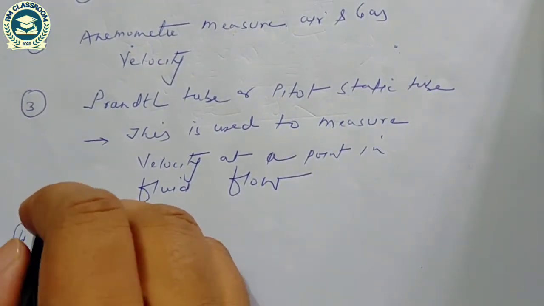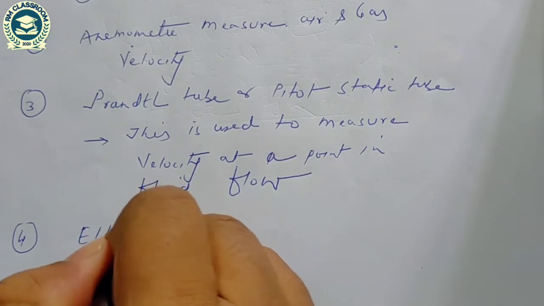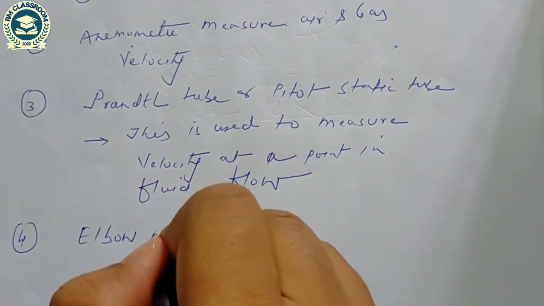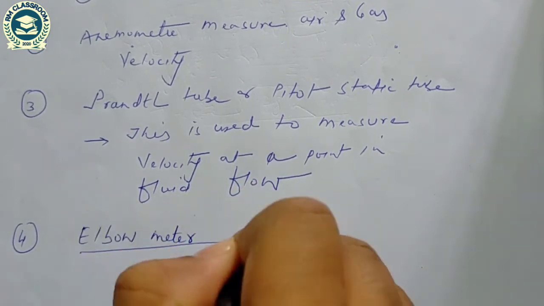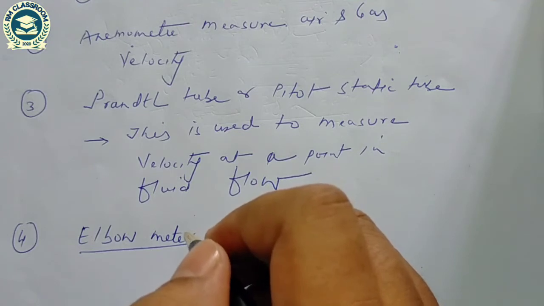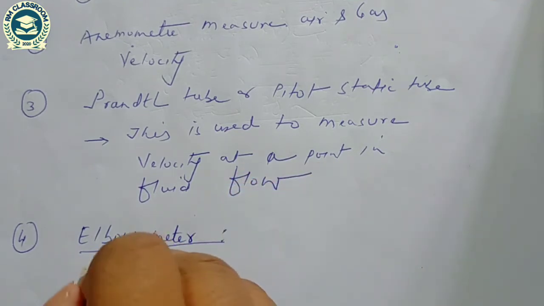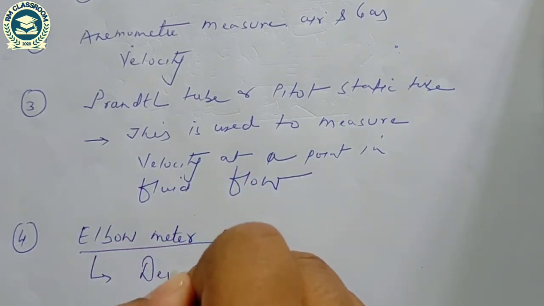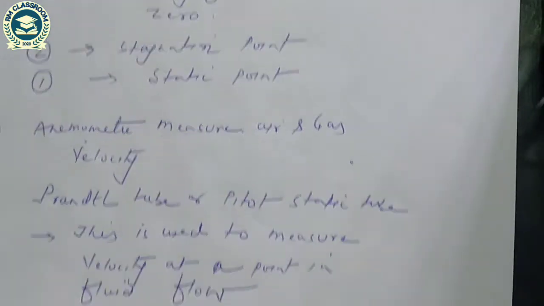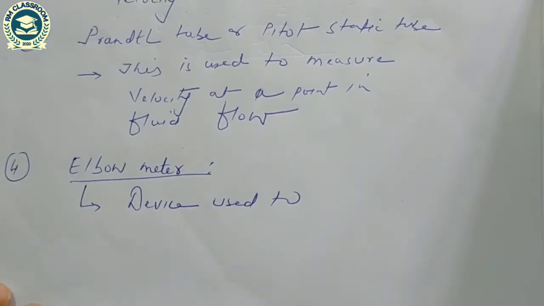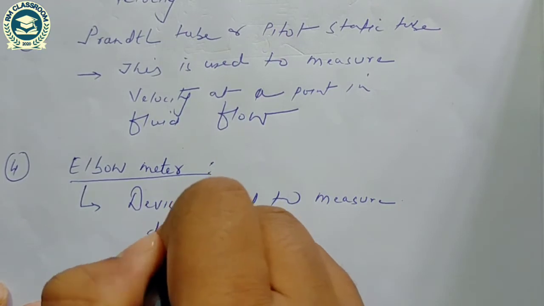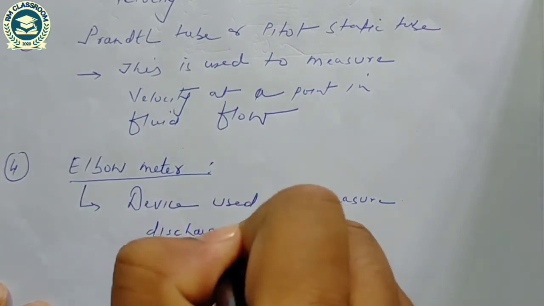Fourth point, the elbow meter. The elbow meter is a device which is used to measure discharge.